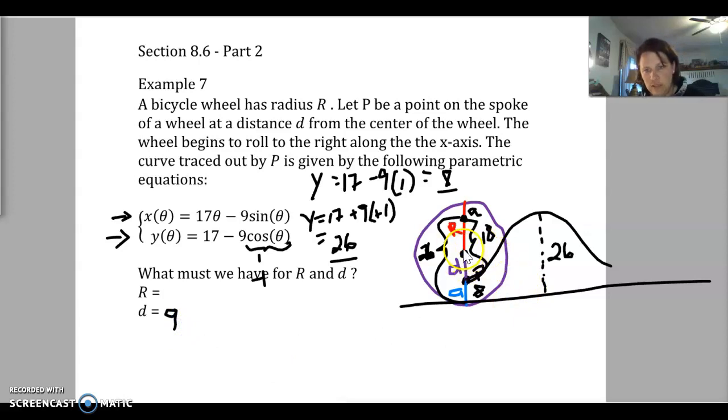Then we need to figure out what our radius is. So our radius is going to be equal to d plus a, which we already found d to be 9, and we know that a is equal to 8, so that is 17. So 9 and 17 are the two solutions, or two answers that we need for that point.